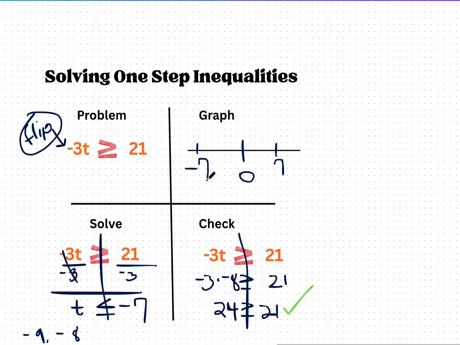And then I have to graph my answer. Now, when I graph my answer on my number line, the inequality has to stay the same as it was when I first started the problem. So everything's going to go to the left.